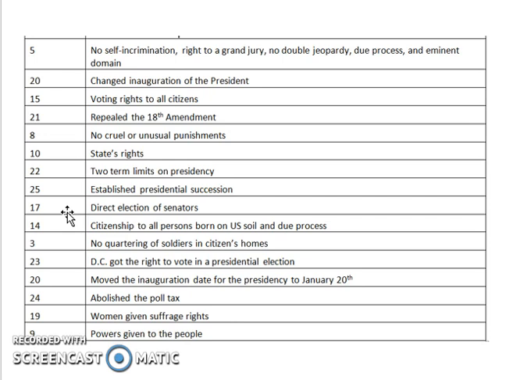Okay. The next one is the 17th Amendment. That's the direct election of the senator. So whoever gets the most votes wins the Senate position. The 14th Amendment is citizenship. So citizenship is extended to all persons born on U.S. soil, and anyone who is a U.S. citizen is entitled to due process with equal protection under the law. So if you're a U.S. citizen, you are entitled to equal protection.